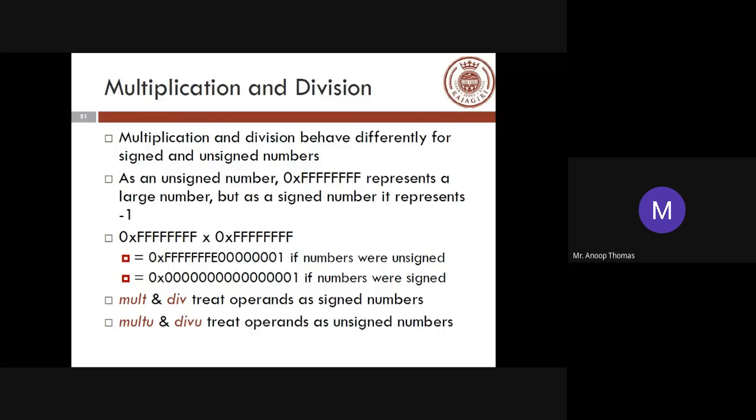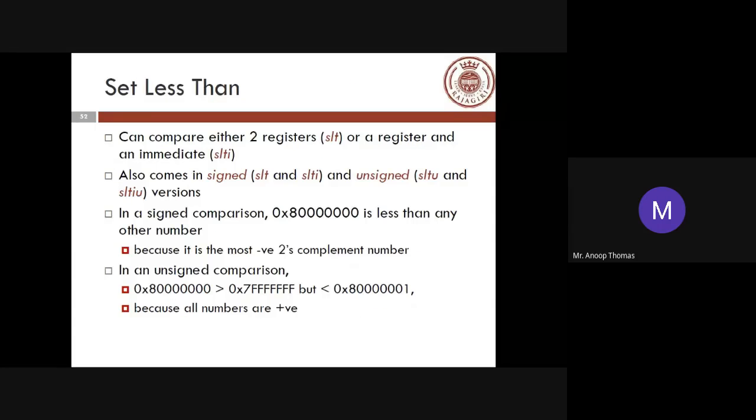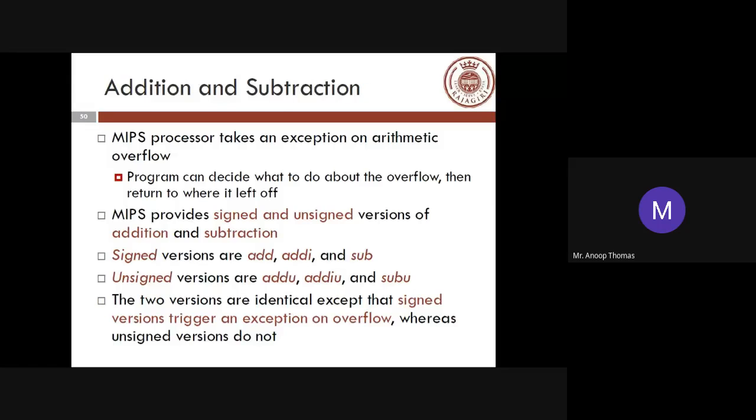Again, in multiplication, the range issues remain the same. Here, as you can see, the product of this, if it's considered to be an unsigned number, will be a very huge number. As a signed number, it's just one because it is having a huge two's complement. So again, multiply and division instructions take operands as signed numbers by default. Again, a point to be understood. Default level, it is taken as signed. So mult and div are the instructions, and multu and divu are your unsigned. The same thing happens with respect to multiplication and division, but there is no note on arithmetic overflow.